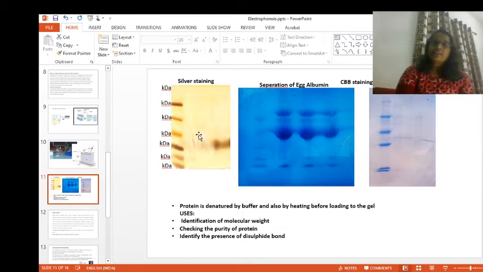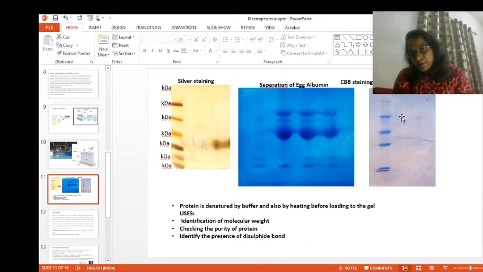Also in this gel, we can analyze whether our protein is pure or not. Here, as I told you, this is a crude extract, so we can see many bands, which means the protein is not pure. Here we can see partially some bands, but here we can see only one band, and here also only one band, which means it is completely purified. For checking purity, we can use SDS-PAGE in this way.